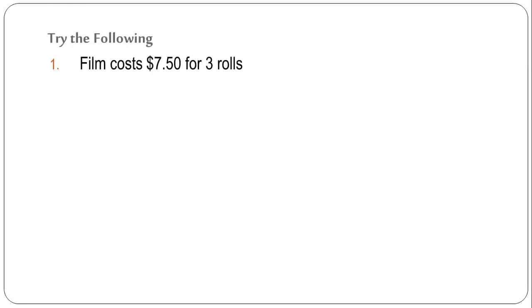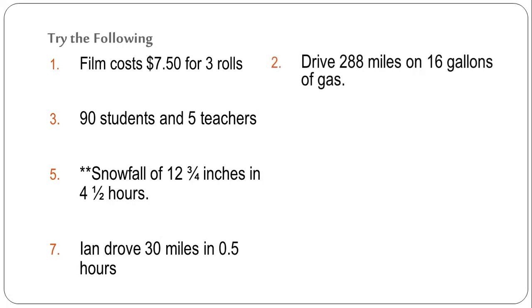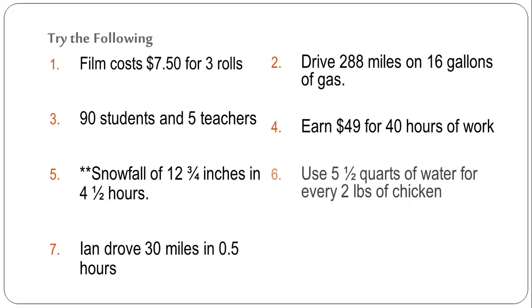Try the following. Film cost is $7.50 per 3 rolls. So you have to divide $7.50 divided by 3. And 90 students versus 5 teachers. A snowfall of 12 3/4 inches in 4.5 hours. Ian drove 30 miles in 0.5 hours. Okay? So drive 288 miles on 16 gallons of gas. Earn $49 for 40 hours of work. Use 5 1/2 quarts of water for every 2 pounds of chicken. Sarah drove 5 miles in 20 minutes.